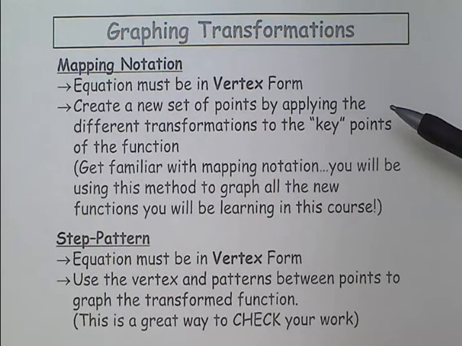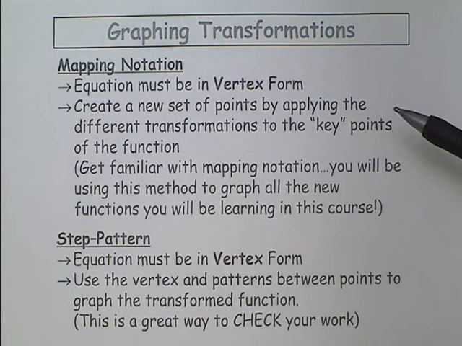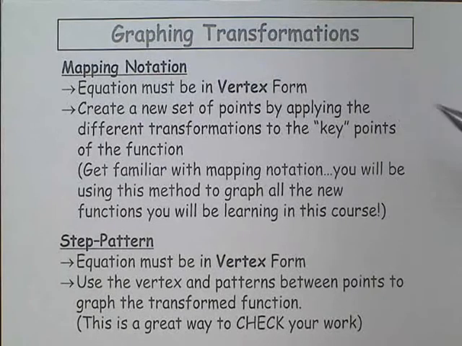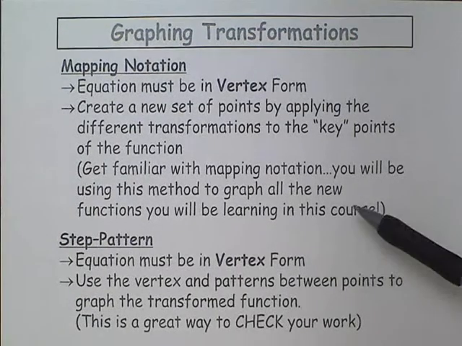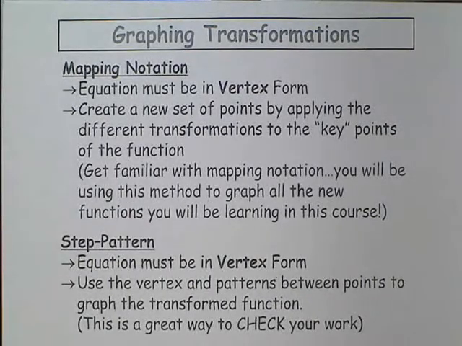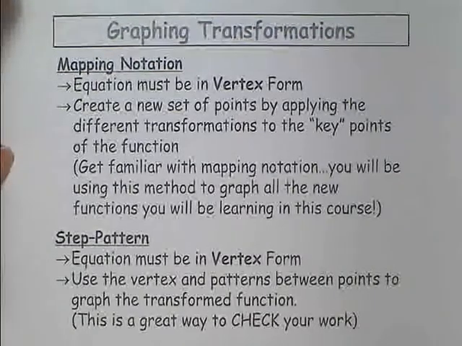So for a quadratic relation, what you want to be able to see is that it creates a U-shaped curve. Okay, so we're going to have a set of key points that we're going to use, and those key points are going to be transformed to a new set of points based on the transformations that are given. Okay, you want to get familiar with mapping notation, since you will be using this method to graph all the new functions you will be learning in this course. So make sure you are paying attention.